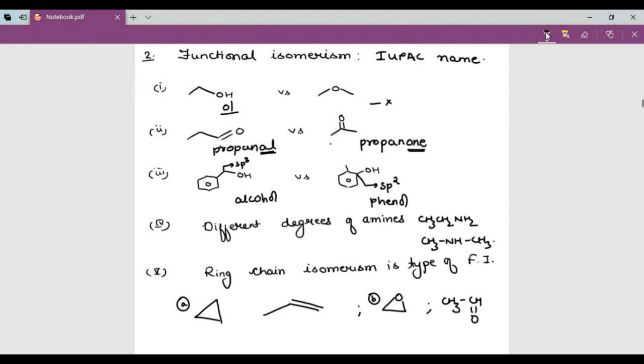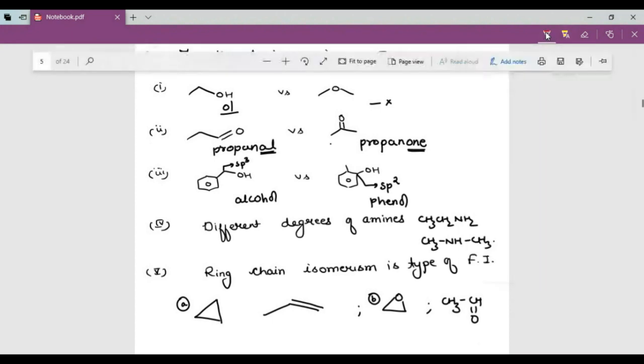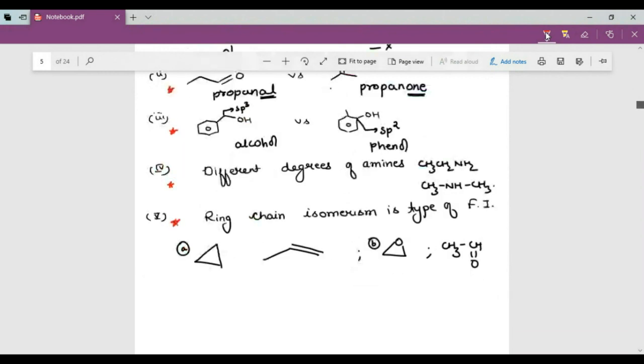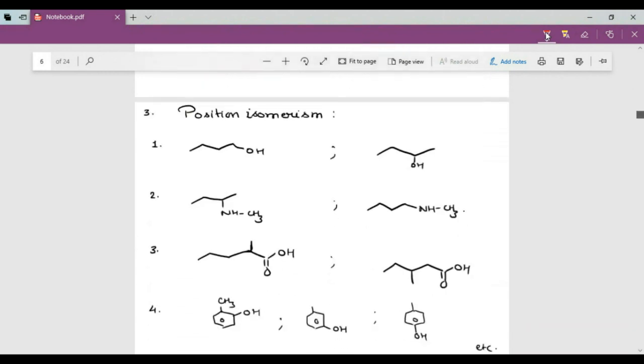Now, there could be an enormous number of examples for functional isomerism, but I am trying to limit myself to the particular exceptions or important examples that I consider you need to know, these 4. We could list examples of functional isomerism for almost 15 minutes, but where you can make errors is these 4: aldehyde and ketone, alcohol and phenol, different degrees of amines, and ring chain. These 4 I find more important as a student.